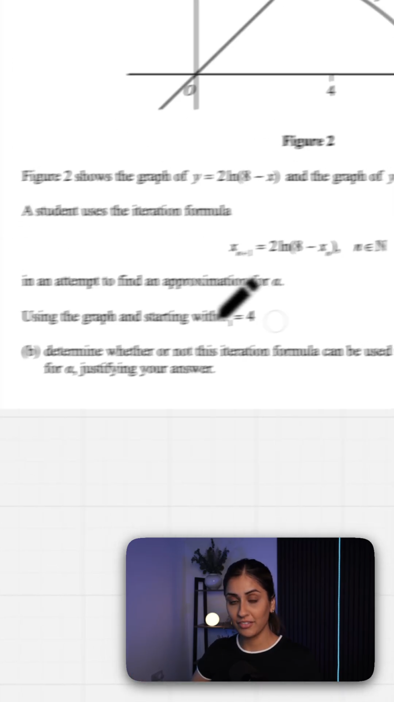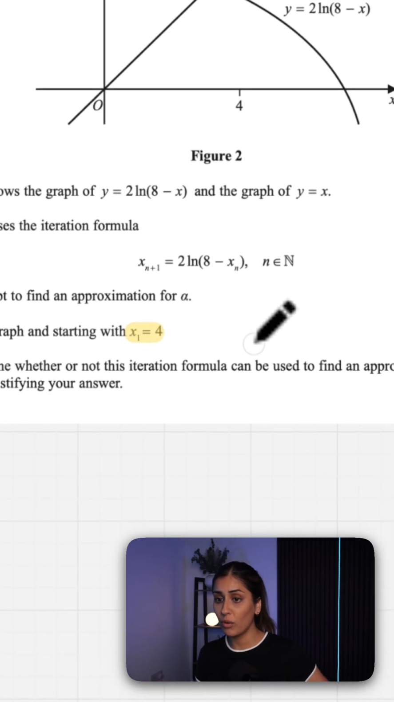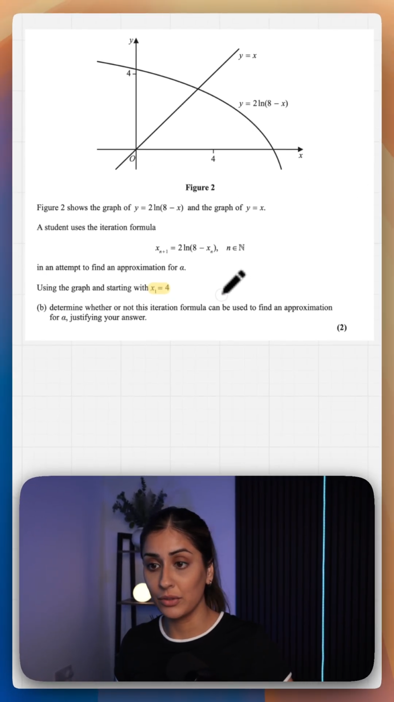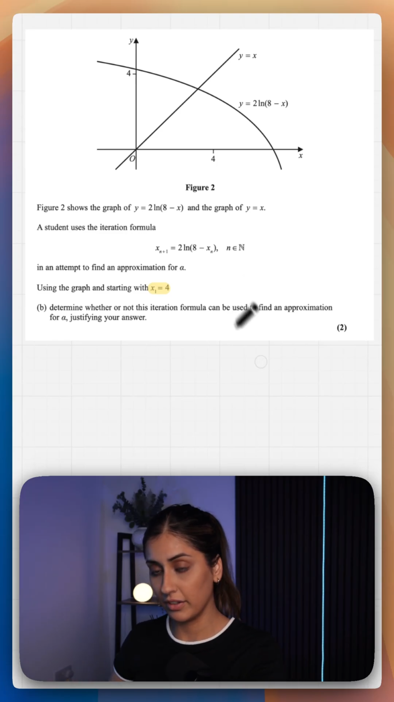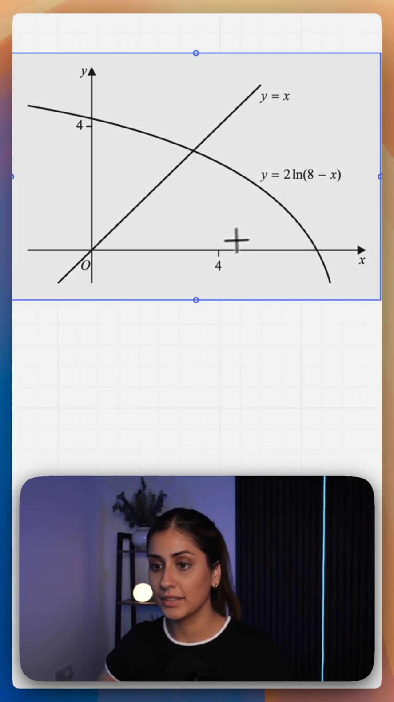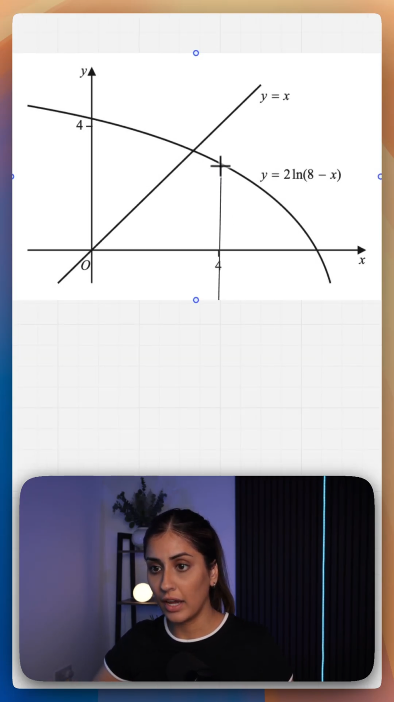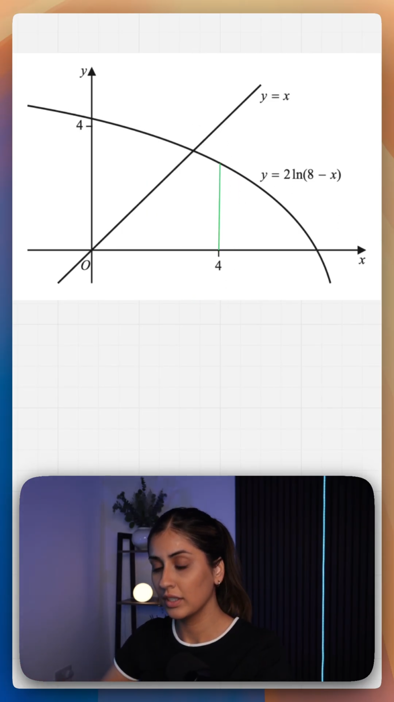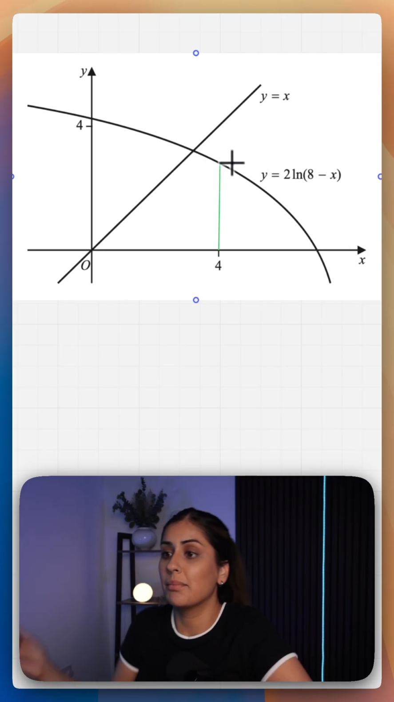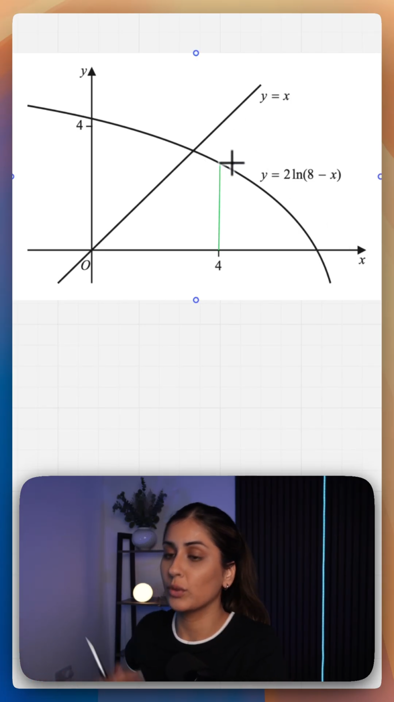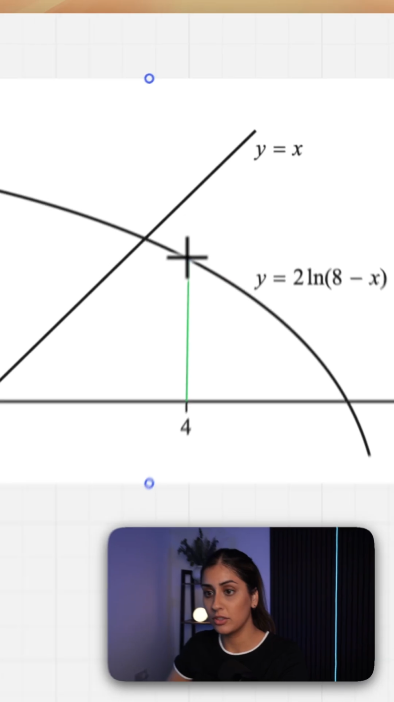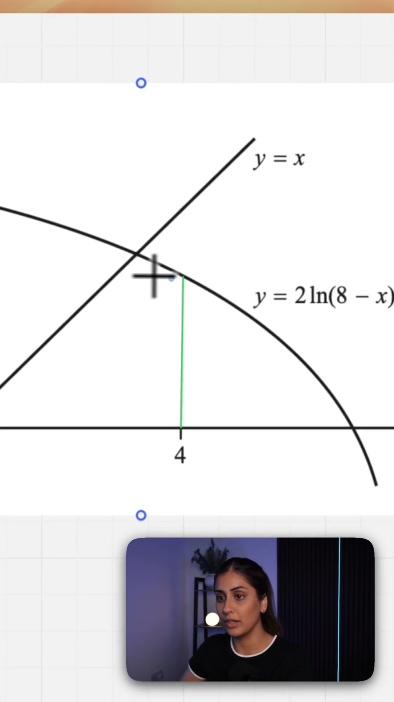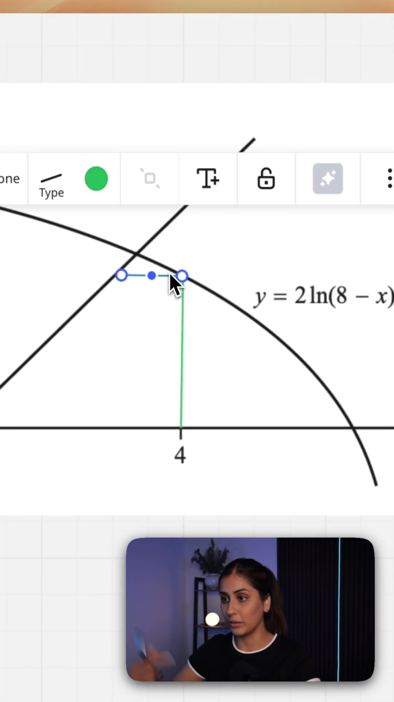We want to use the graph, starting with our first value of 4, to determine whether this can be used to find an approximation for alpha. So what you essentially want to do is start at your value of 4 and draw a vertical line to your graph. This is your y value when you plug in x as 4. From here, you want to map this back to an x value to get your second iteration. And to do that, you have to draw a horizontal line going back to your y equals x graph.